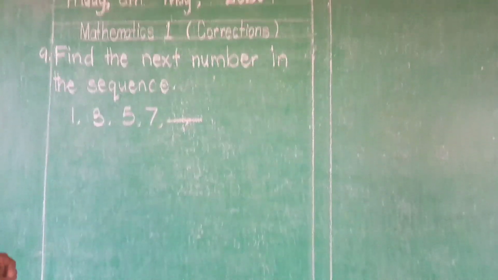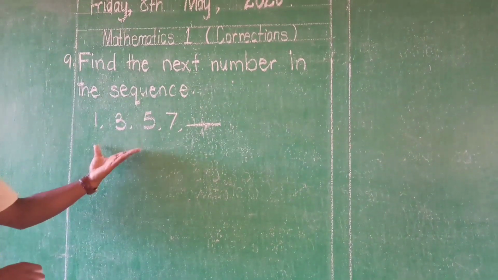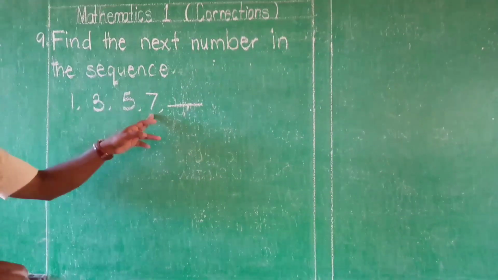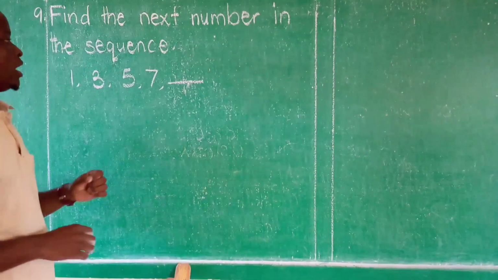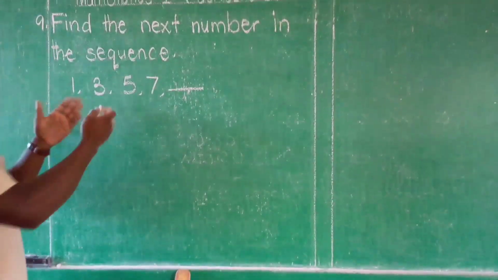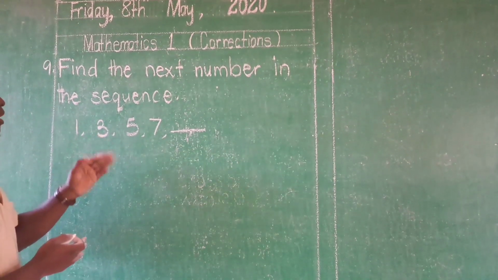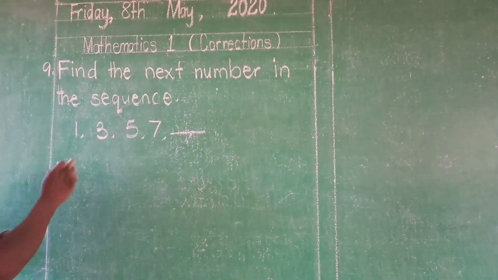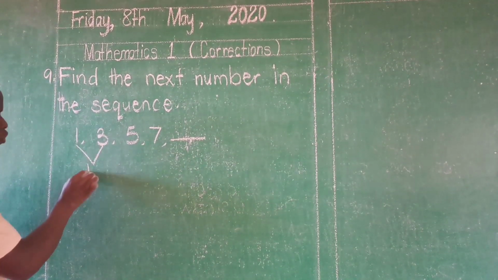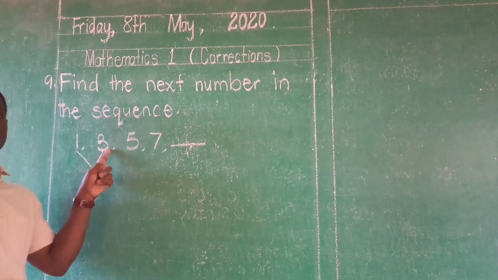It reads, find the next number in the sequence. And our sequence is here, having 1, 3, 5, 7, and the next one missing. Now, before we look for the missing number, we need to understand how these ones were being got. From the first to the second, what was happening throughout. Now you find that from 1 to 3, 2 was added. When you get 1 plus 2, it gives 3.